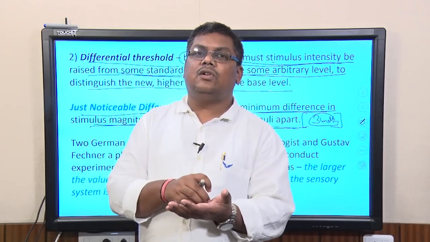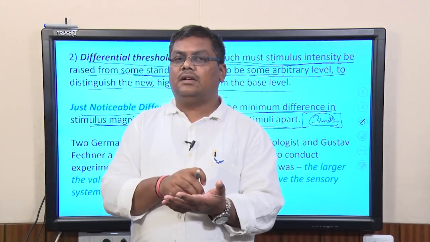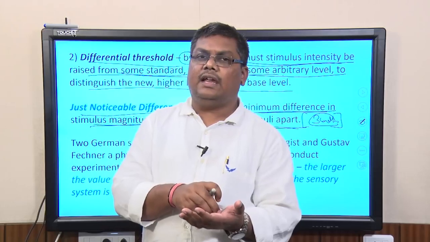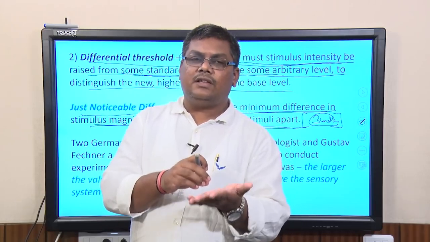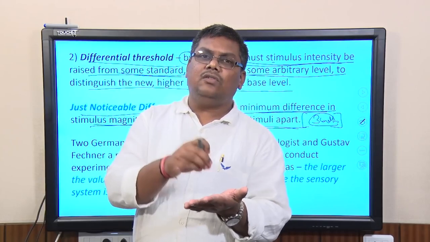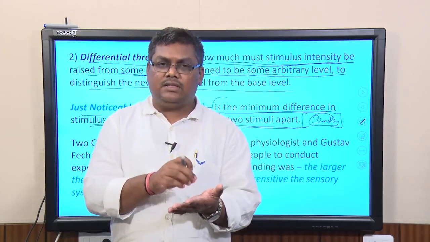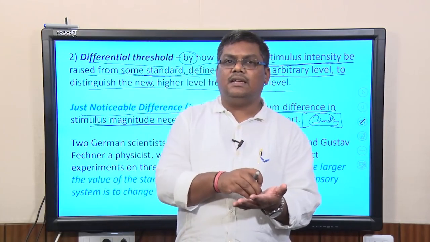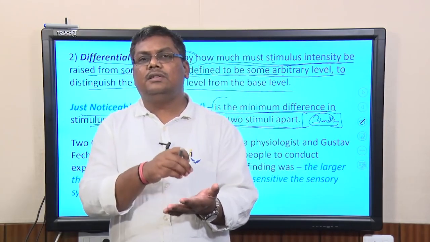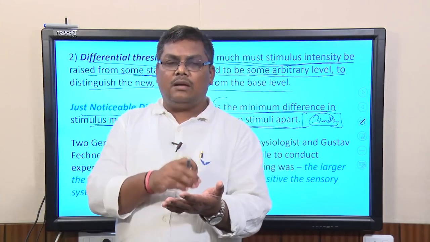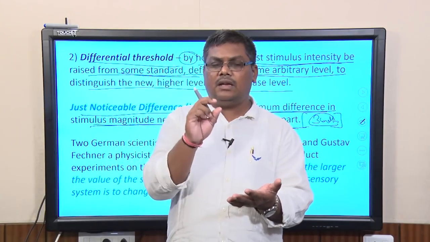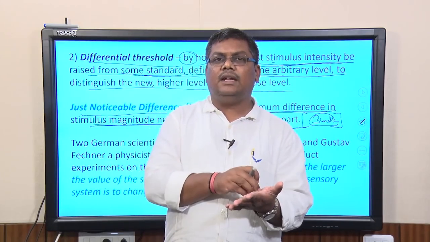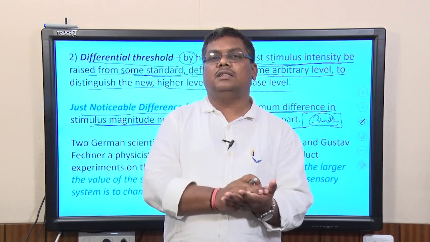Another way of experimenting this is with a standard. It is generally called the method of comparison, or method of standard comparison. In this, a standard weight is given to your hand, and then you are given different weights related to the standard. Sometimes you will say the weight is lesser, and sometimes you will say it is higher. The value of the weight at which you say that it is different from the weight in your hand is what is called the just noticeable difference.